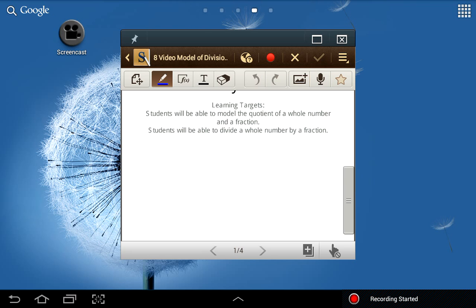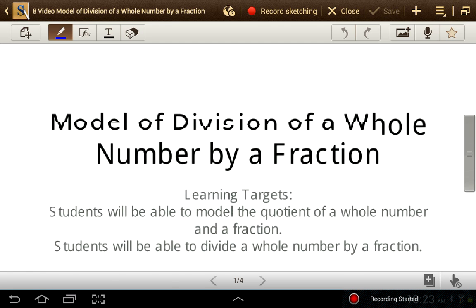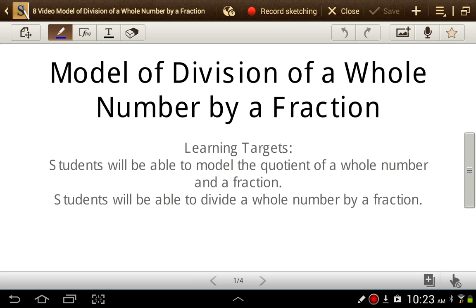Okay, here we go with our video for tonight. Today we're going to be doing video number 6. Video number 6 is model of division of a whole number by a fraction. So the other night we did a fraction by a whole number. Now we're going to do it the other way around.